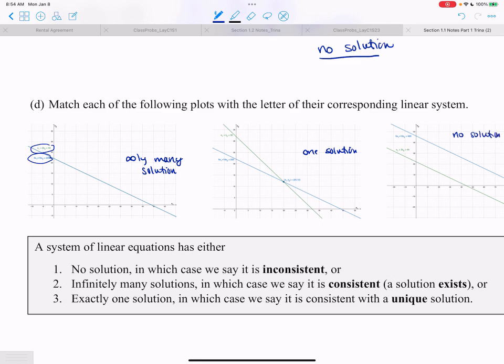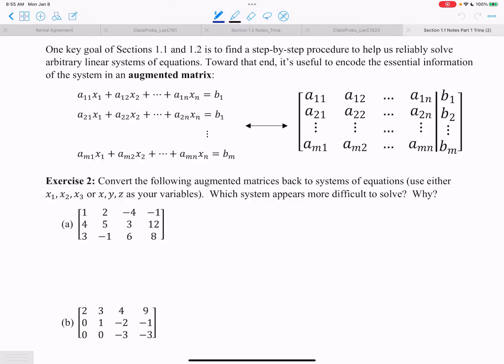So just some terminology. This course is a lot of terminology, so you might want to make a sheet with all the different words. So we say something is inconsistent if it has no solution. We say that it is consistent if it does have a solution. If it has only one solution, we call it unique. All right, so that was just a review. Those are the only 3 possibilities you can have: one solution, no solution, or infinitely many solutions.